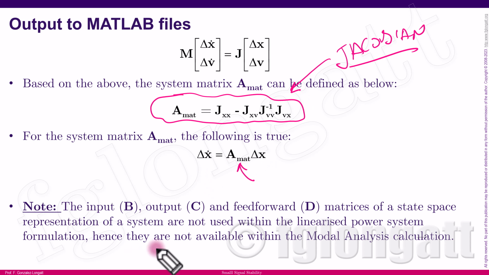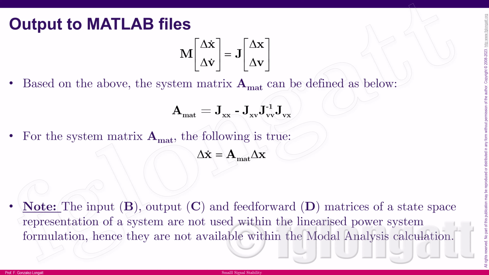However, for those people who were asking me about the matrices B, C, and D, I have very, very bad news. Because for now, in version 2023, the input matrix B, the output matrix C, and the feed-forward matrix D, which belong to the state space representation, are not used for the linearized power system formulation inside PowerFactory, so they are not available inside the modal analysis calculation. I am really sad to be the person to tell you that those matrices are not included.